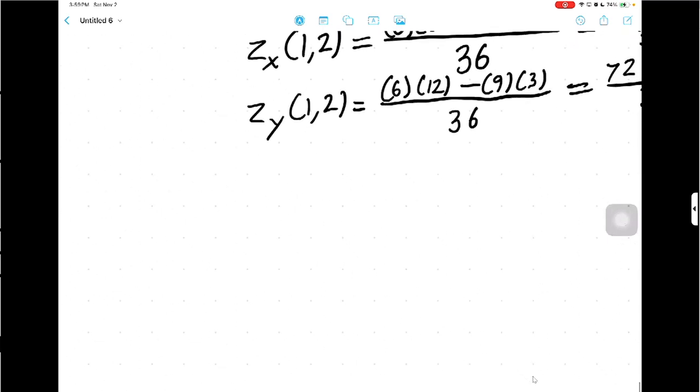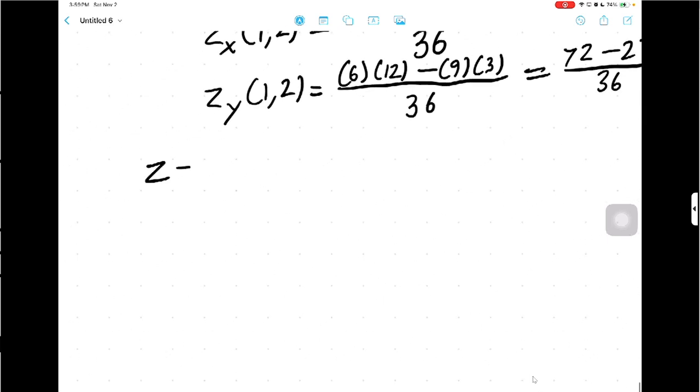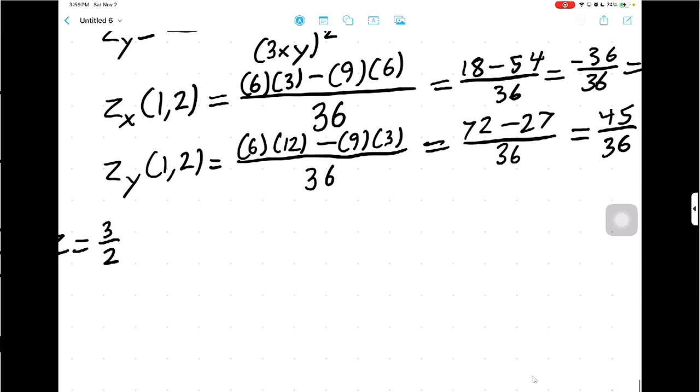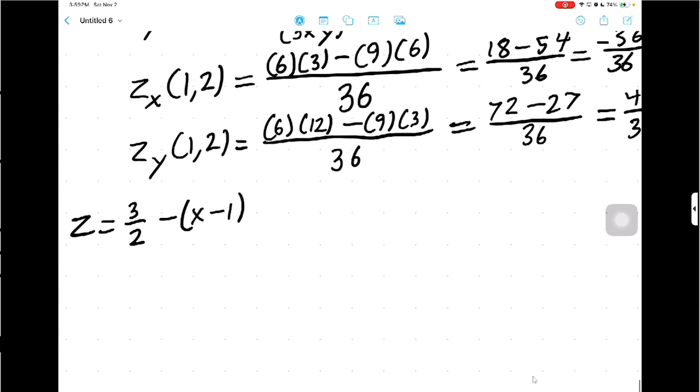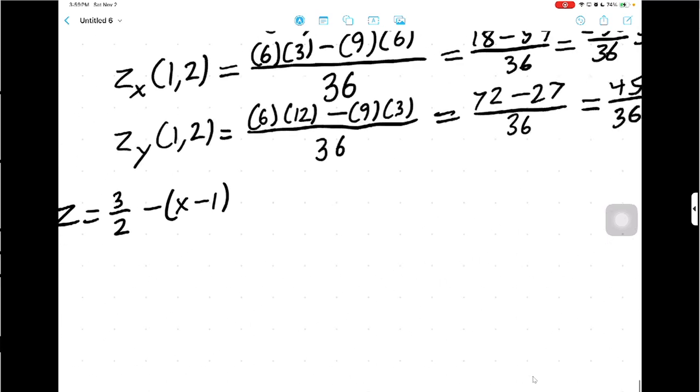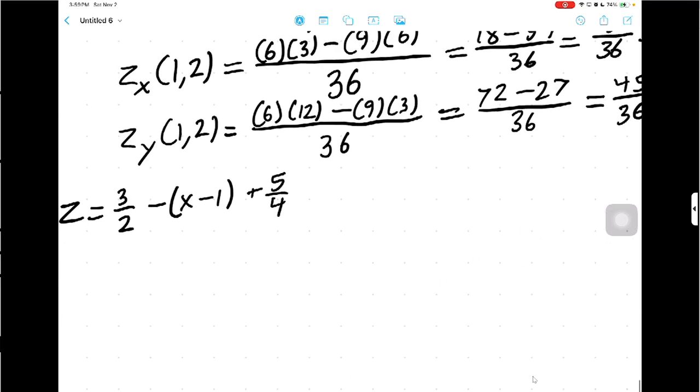And the final step of this, the tangent plane itself. 3/2 minus x minus 1 plus 5 over 4 times y minus 2.